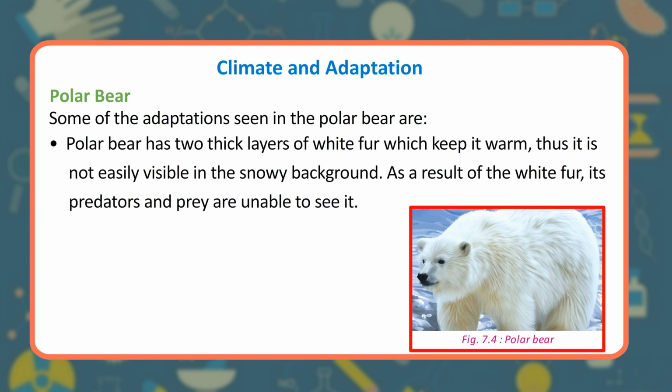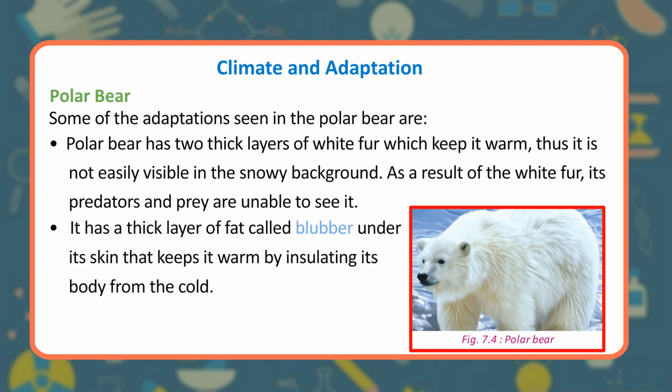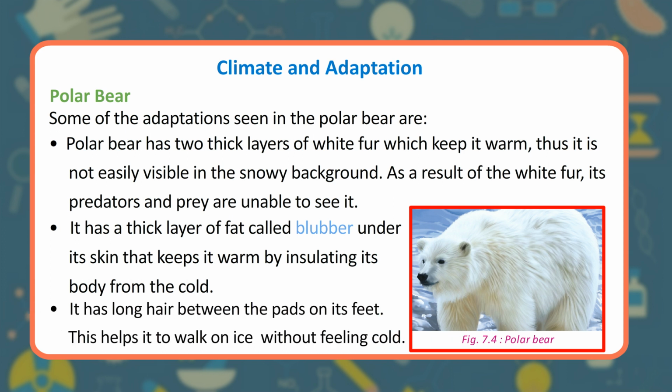fur which keep it warm, and thus it is not easily visible in the snowy background. As a result of the white fur, its predators and prey are unable to see it. It has a thick layer of fat called blubber under its skin that keeps it warm by insulating its body from the cold. It has long hair between the pads on its feet. This helps it to walk on ice without feeling cold.